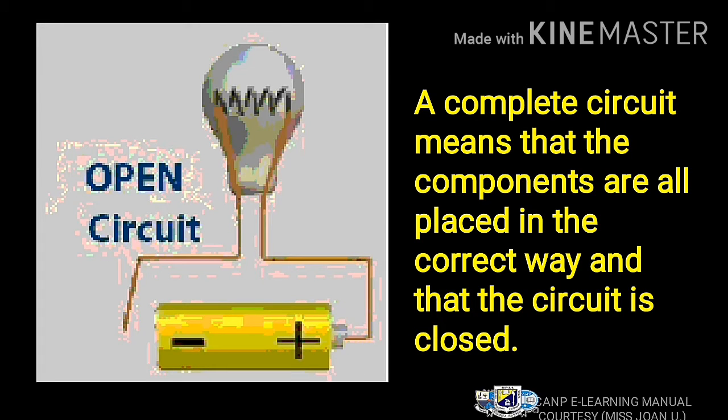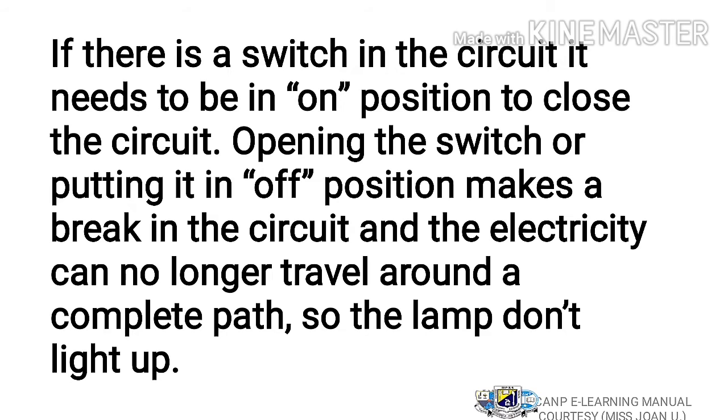Okay, I take it again. A closed circuit, current flows through the whole path and the switch is what? On. So if there is a switch in the circuit, it needs to be in the on position to close the circuit. Now opening the switch or putting it in the off position makes a break in the circuit and electricity can no longer travel around a complete path. So the lamp doesn't light up.